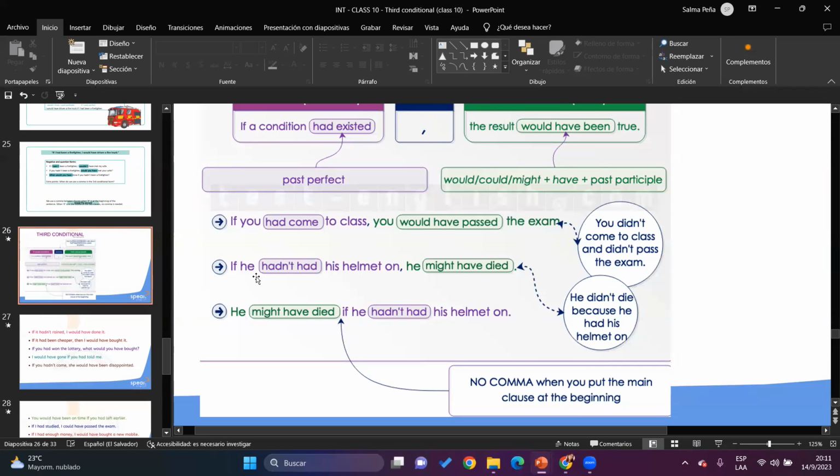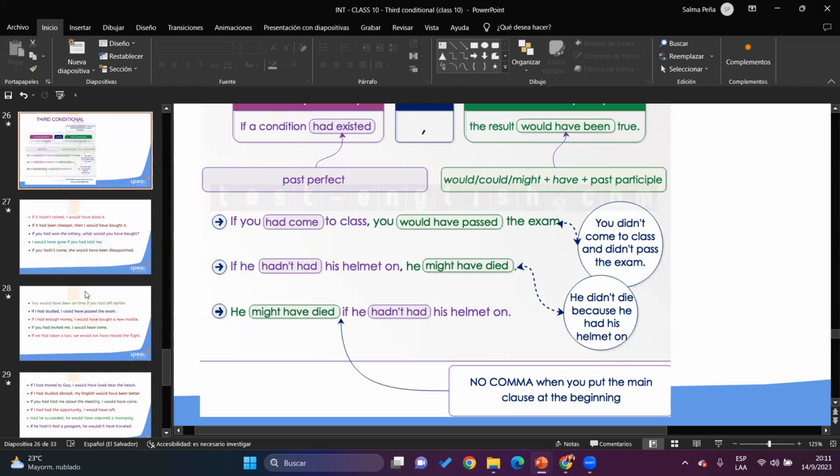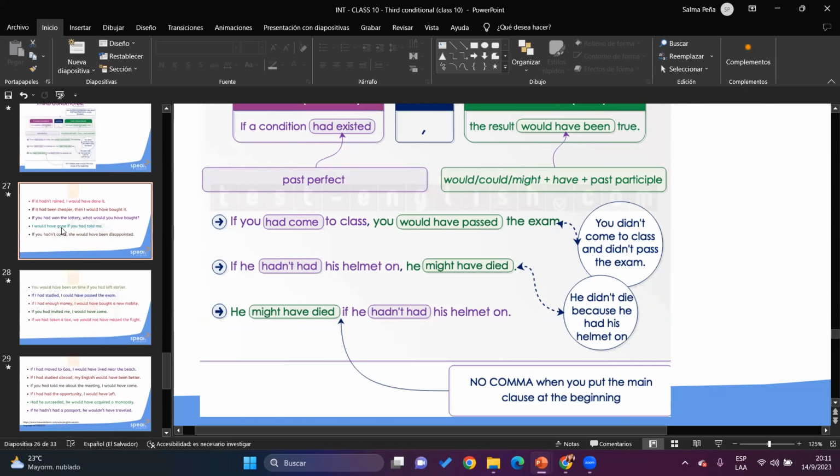So don't forget they are unreal situations, okay? Because you're talking about the past and you're talking about something imaginary. So it's like in Spanish when you say el hubiera. That is the equivalent. Exactly. And in the last class about this topic, we had these sentences.